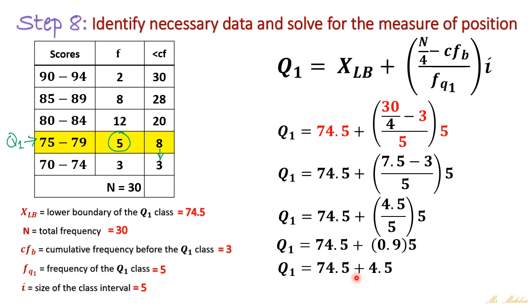So you need to know how to do the PEMDAS, or the proper simplifying of different operations in our formula. Lastly, you simply combine with 74.5 and you will have 79. Therefore, you're done. Your Q1 is 79.